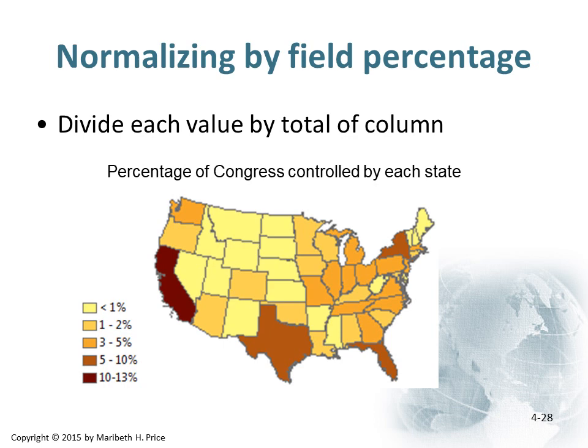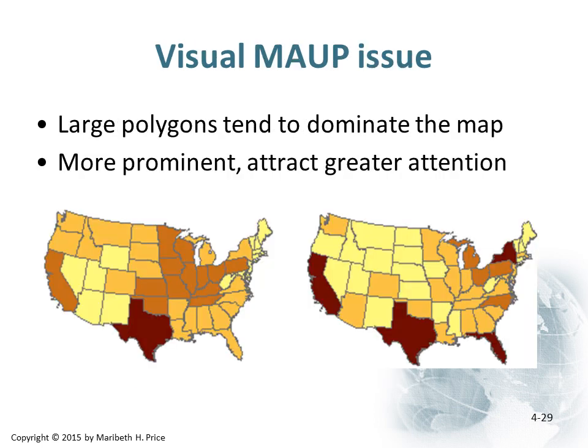So you can divide by the total of a column, percentages of Congress controlled by each state, those sorts of things, or other ways of normalizing. There's also this issue of a visual impact of the modifiable areal unit problem. Large polygons tend to dominate the map, and they're more prominent and they attract greater attention, and there's just not a lot you can do about that.